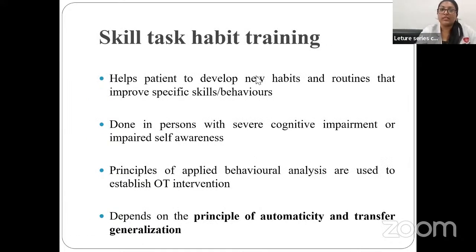So the first one is skill task habit training. This approach is used in patients with severe cognitive impairments and patients who have impaired self-awareness. It helps the patients to develop new habits and routines and improve their specific skill or behavior. Now in this approach, we usually apply the principles of applied behavior analysis, which is that first of all, we will analyze the key behavior sequence that we need to target in our therapy. First of all, we will do a detailed assessment and analyze what key behavior we need to target.